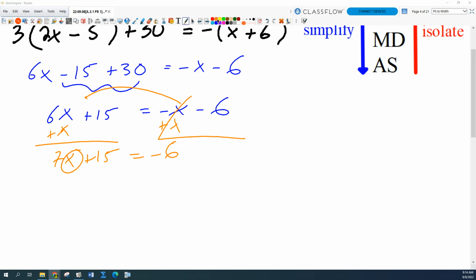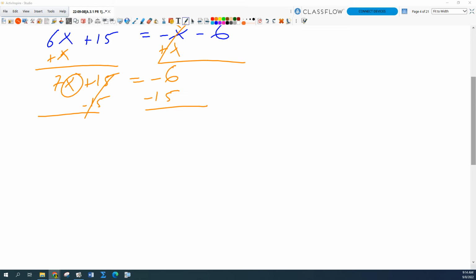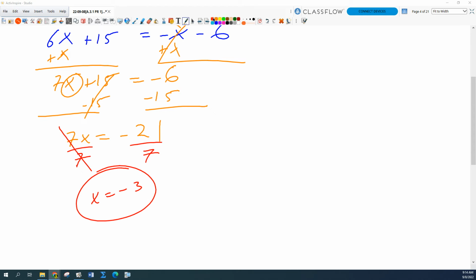Okay, so we would just subtract 15. So I get negative 21. I divide each side through by 7. And what's negative 21 over 7? Negative 3. And then we would just check it in the original to see that it works, right? Okay.